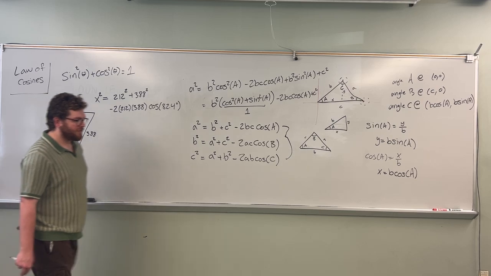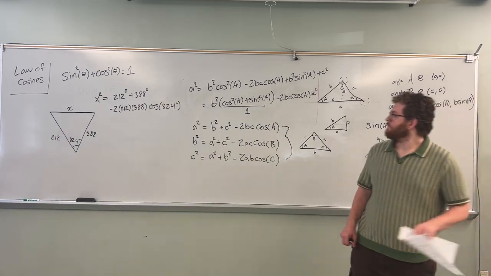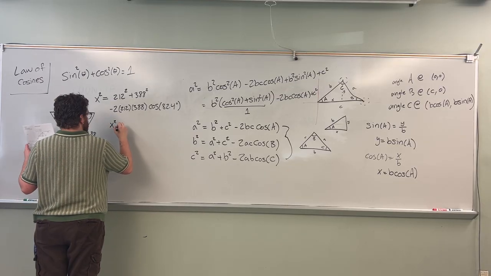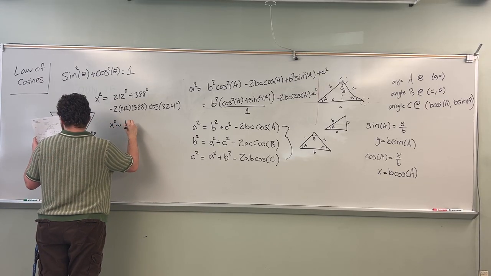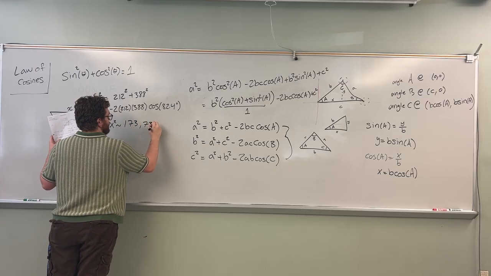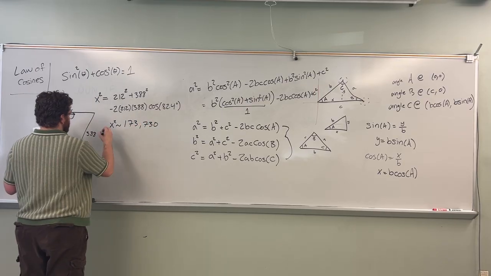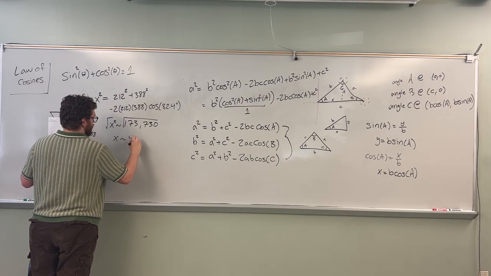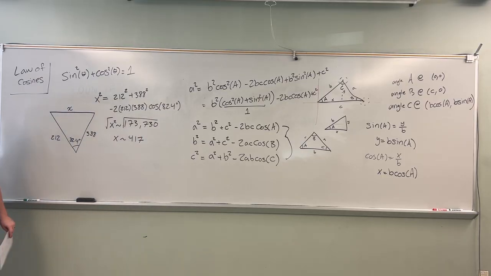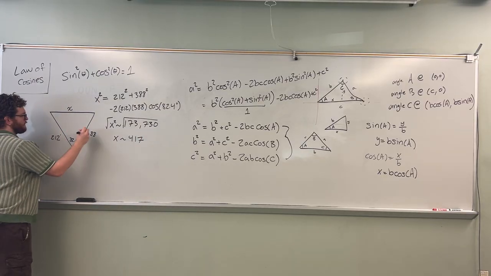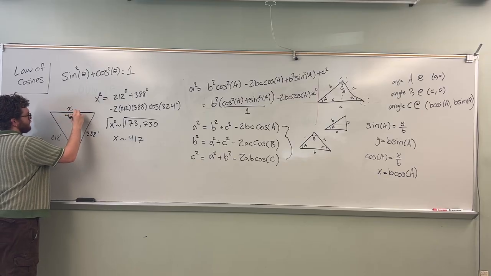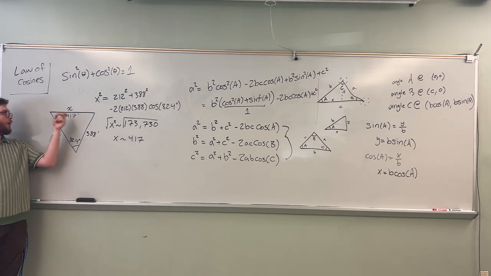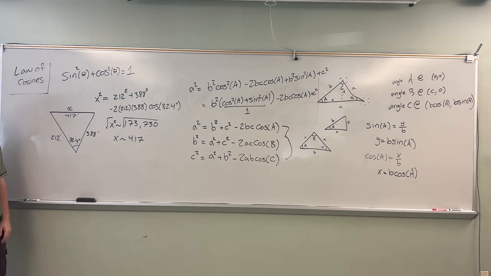Now I can go through and just punch this in my calculator. Doing so, I should get x squared is approximately 173,730. And so taking the square root on both sides, I get x is approximately 417 of whatever unit. Maybe these are feet. I then could solve the rest of the triangle using law of sines if I wanted to, but I'm not too worried about that right now.